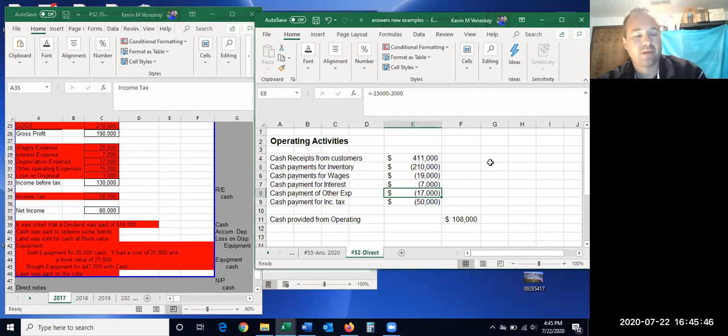So that is how we go about it, and that's the only difference from the direct to the indirect. You would still do the investing and the financing, but they're going to look just the same as the indirect method did. This is the only section that's going to change. And you can see how it's just different. It's looking at the income statement item by item instead of the balance sheet item by item, as the indirect method did.